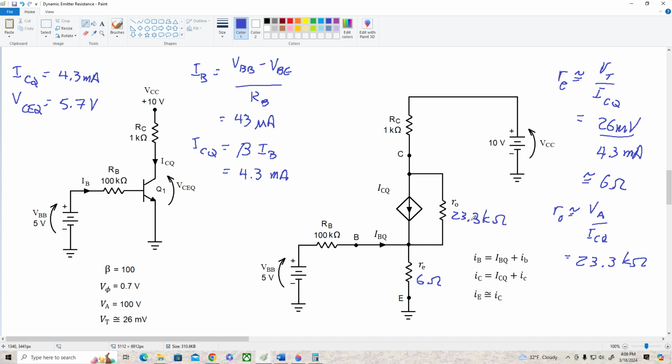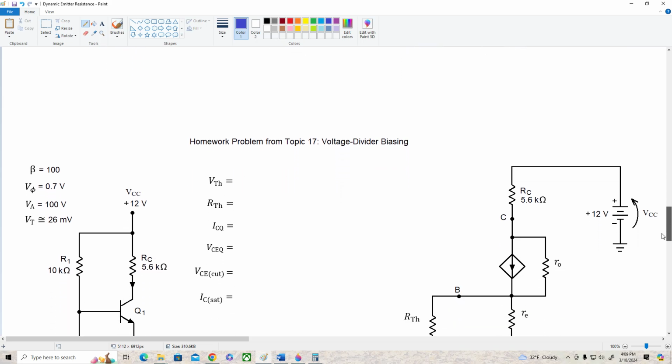All right, so that's not infinite, but it's a fairly high resistance, at least compared to the collector resistor or little re. So there we go. That is the small signal model for this transistor if we're going to use it as an amplifier. We've got a little re of 6 ohms, a little r sub O of 23 k ohms roughly, and there you go. Now let's do another one just to kind of solidify this stuff.